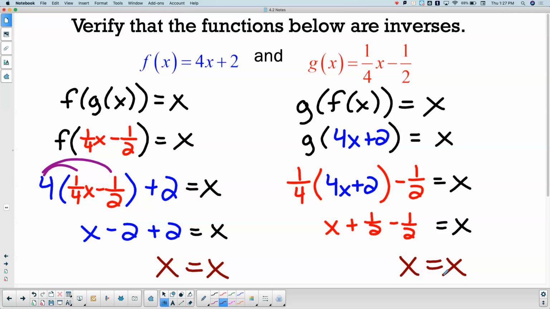That is the minimal amount of work that you can show in order to verify that those two are inverses. You got to show at least that much work, because you got to show them both in order to prove it.